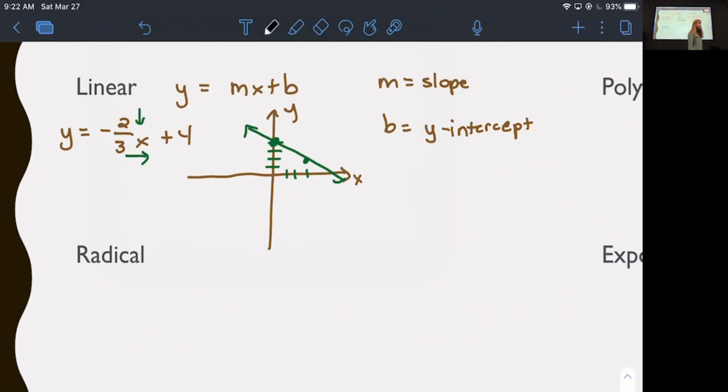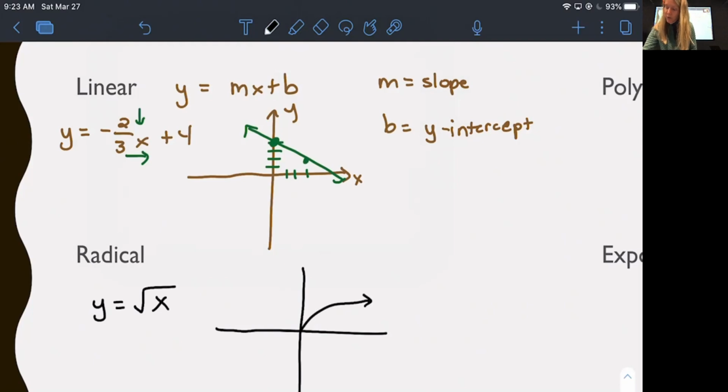Radical functions are your square root functions. So if you have something like y equals the square root of x, square root functions look like half of a sideways parabola. So they're parabolas that run left and right, and you only want half of it. So that is what the square root of x looks like. It's half of the sideways parabola.